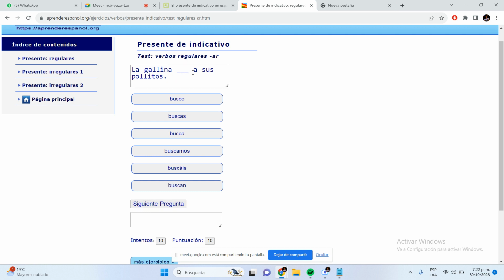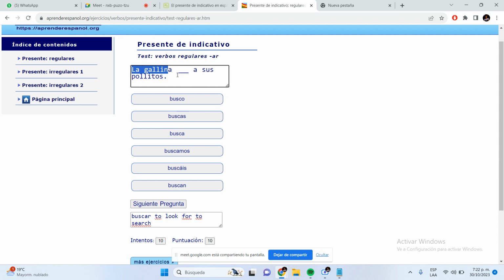La gallina a sus pollitos. And the verb is buscar. That means like to look for or to search. Busca, because I'm talking about la gallina, so it's busca. Sí, la gallina busca a sus pollitos.